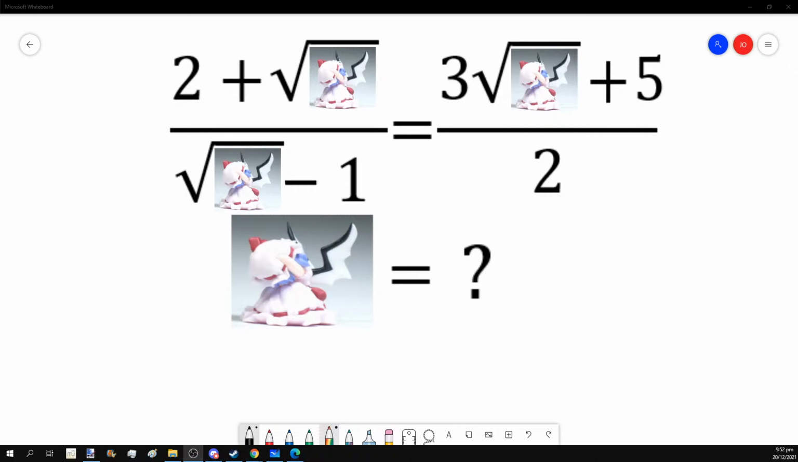In the meantime, you can try and find the value of curled up Remilia over here. It should be an integer value.